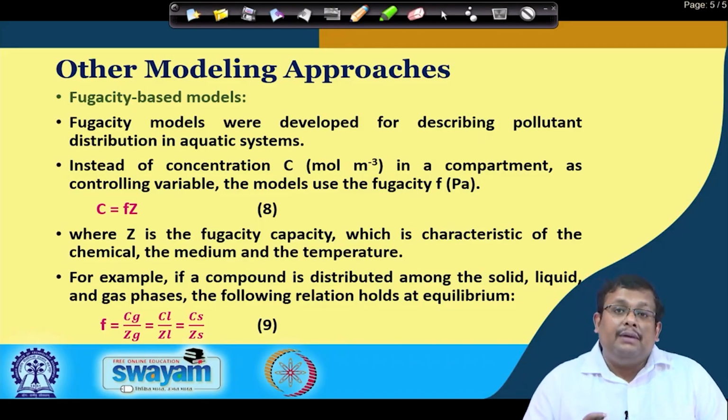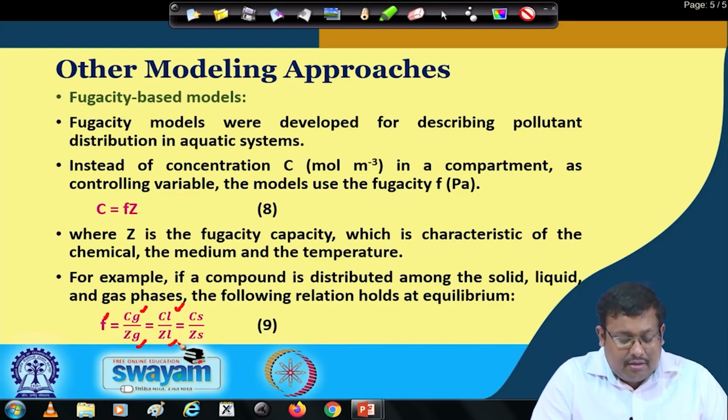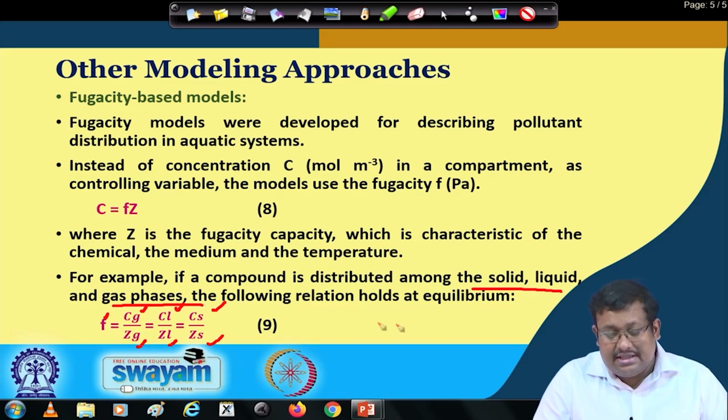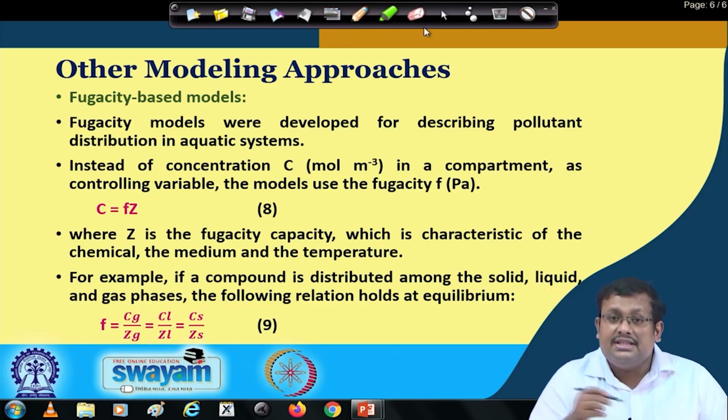Now, for example, let us consider that a compound is distributed among the solid, liquid and gas phases. Then the following relation holds at equilibrium: fugacity F equals the concentration in the gaseous phase divided by the fugacity capacity in the gaseous phase, which is also equal to the concentration in the liquid phase divided by the fugacity capacity in the liquid phase, and then the concentration in the solid divided by the fugacity capacity in the solid. So, we can represent this fugacity in terms of this relationship for these 3 media.